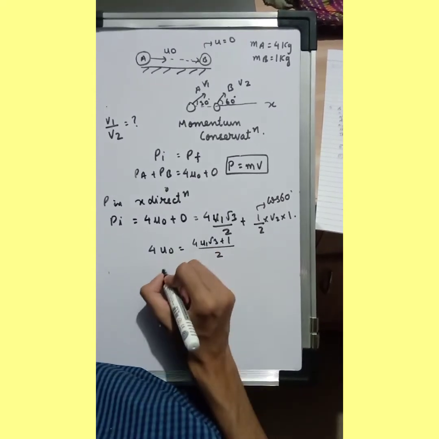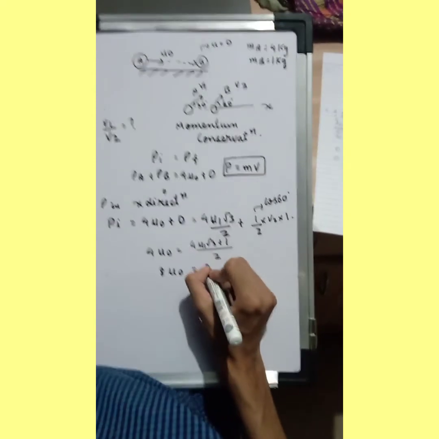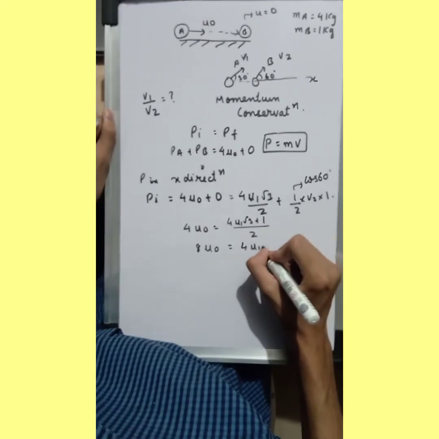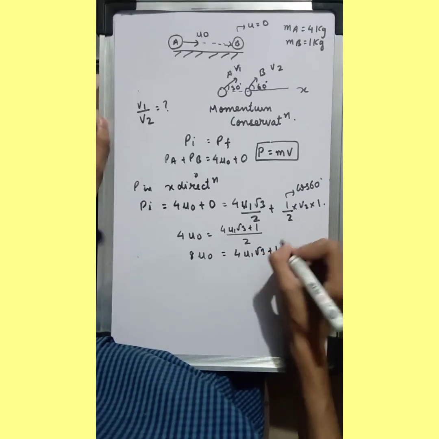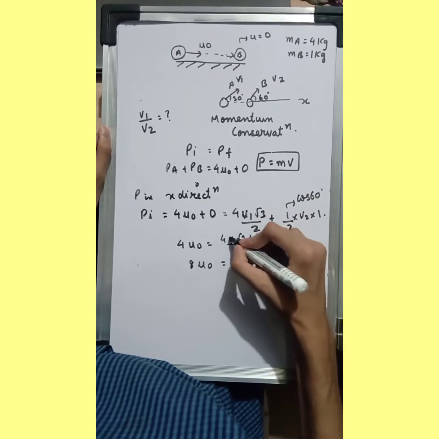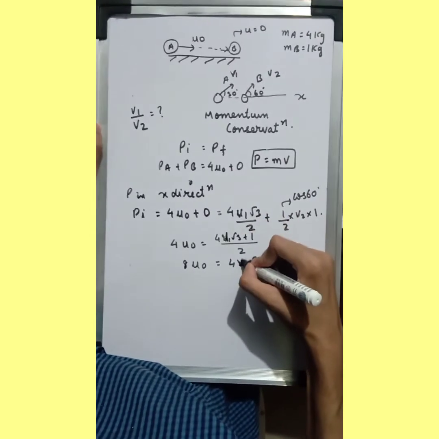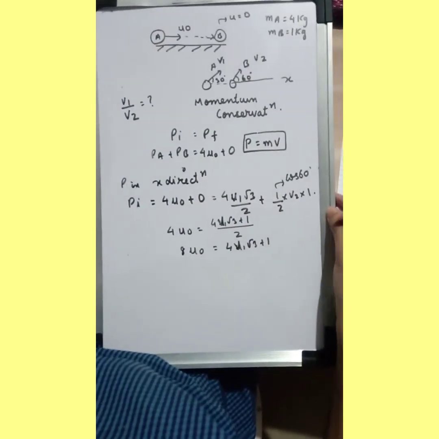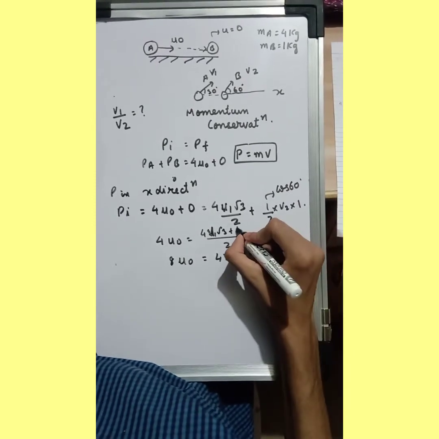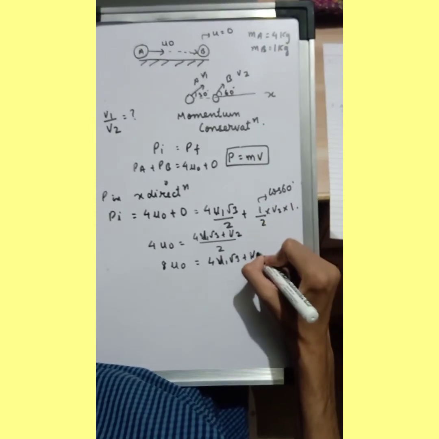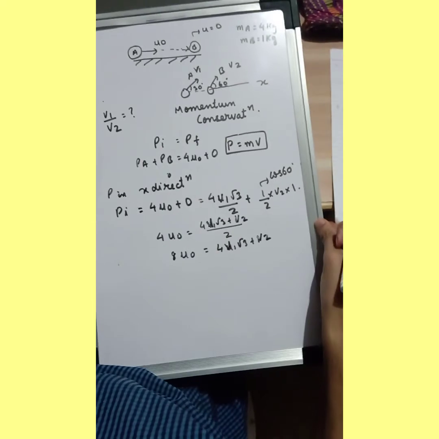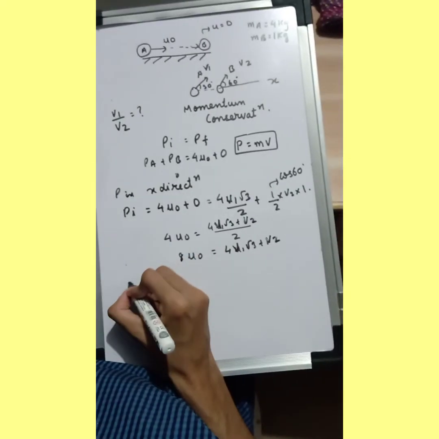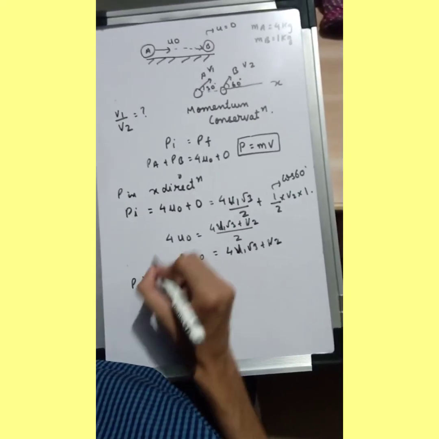We can move this here. So 8 u naught is equal to 4 root 3 v1 plus v2. This is our first equation. We have done it in x direction.